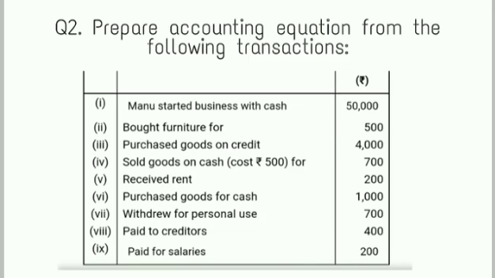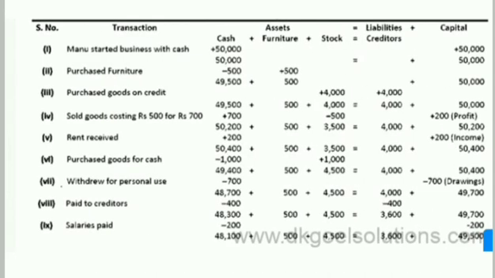We are purchasing goods for cash, so cash will decrease and goods will increase. Withdrew for personal use. For drawings we will deduct cash and capital. Paid to creditors, you are paying off the creditors, so it will be deducted from creditors and cash. And then we are paying salaries; any expense will be deducted from cash and capital. So the equation will look something like this.